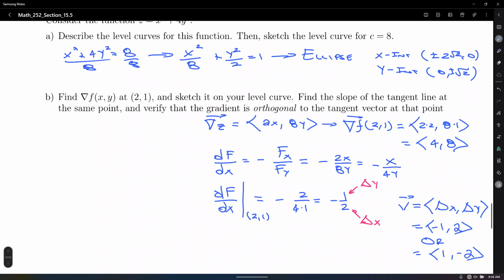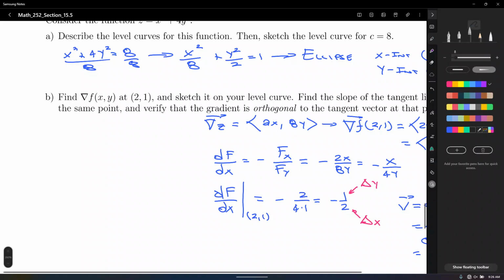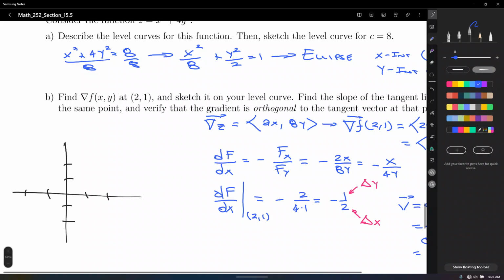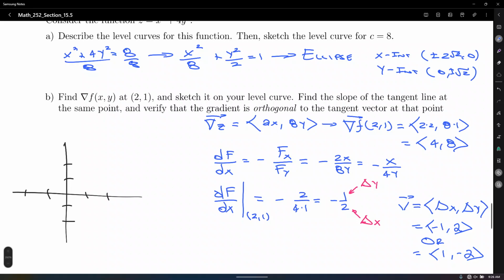Okay, let's plot the ellipse. Let's plot the ellipse. So that is 1, 2, 1, 2. Okay, let me draw the ellipse as best as possible. Well, we're going to use the intercepts we obtained earlier. So 2 root 2, that's roughly a little bit more than 2, right? And root 2, it's 1 point something. So I'm going to go like this. I'm going to estimate like this. All right? So that's going to give us the ellipse.